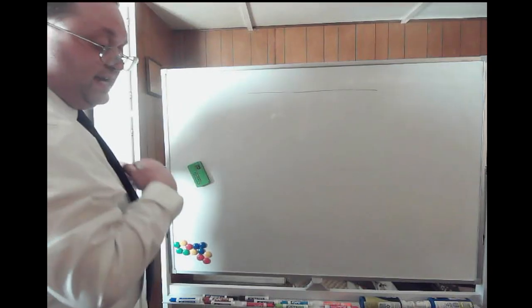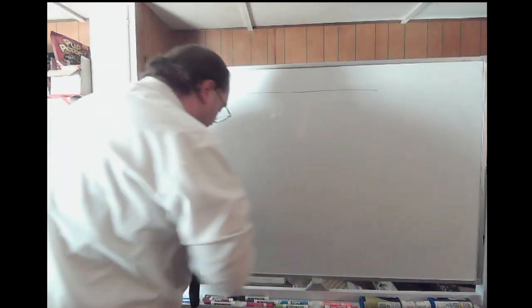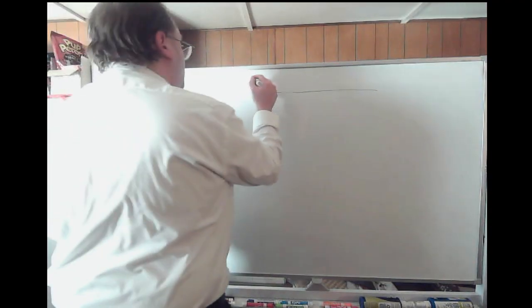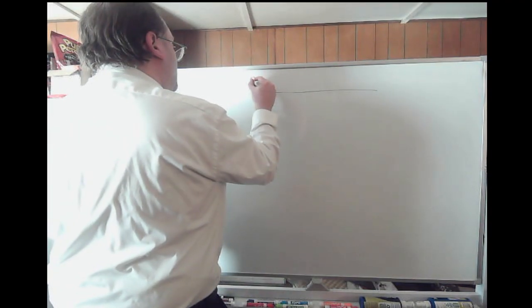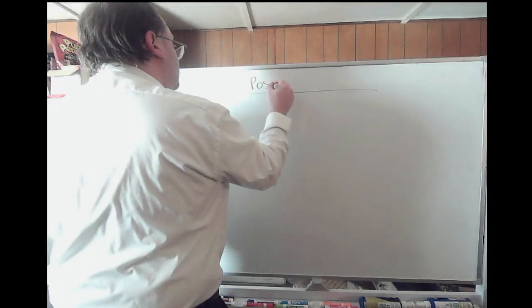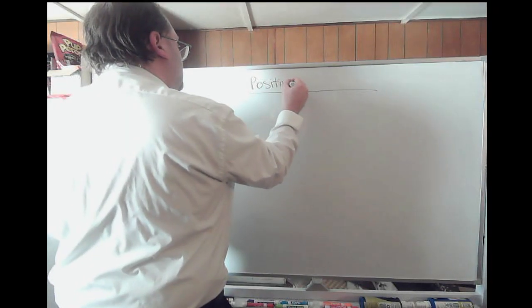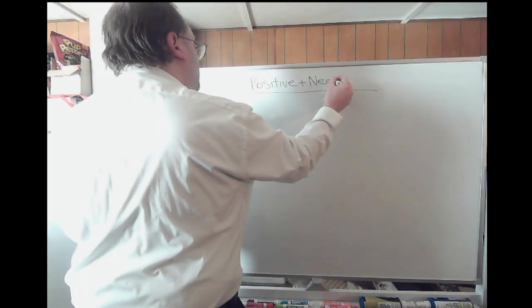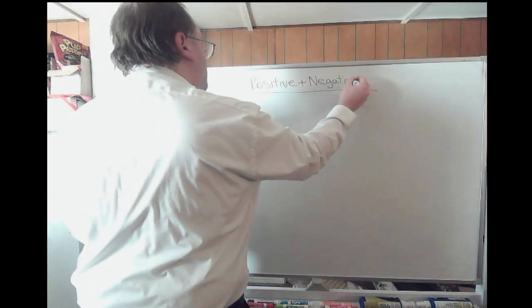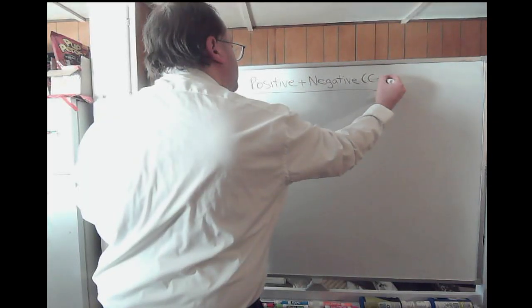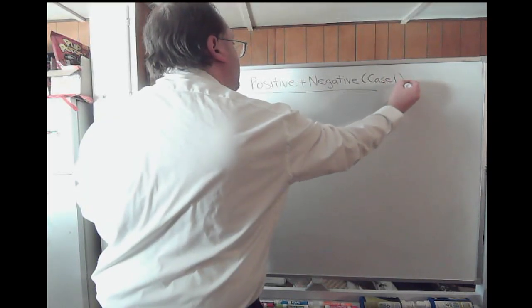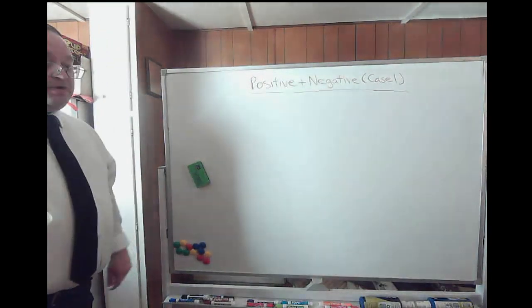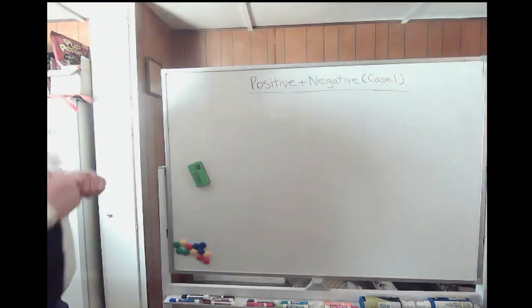Now we have 2 cases for if we have a positive and a negative number. So, positive plus negative, case 1. Okay. So there are two types of cases when you're adding positive and negative numbers together.